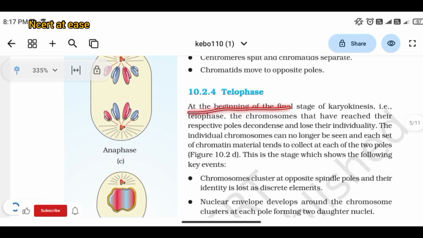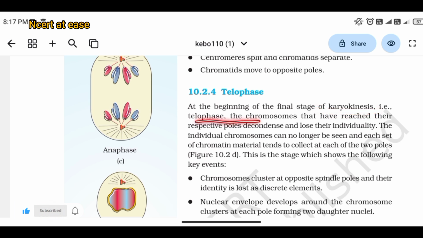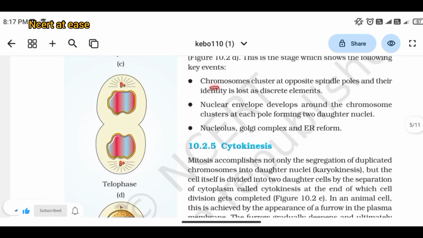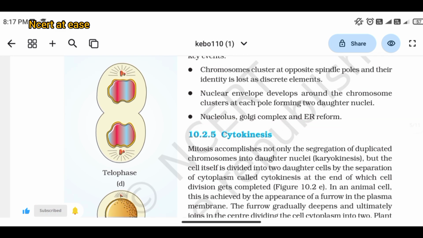Telophase. At the beginning of the final stage of karyokinesis, that is telophase, the chromosomes that have reached their respective poles decondense and lose their individuality. The individual chromosomes can no longer be seen, and each set of chromatin material tends to collect at each of the two poles. This is the stage which shows the following key events: chromosomes cluster at opposite spindle poles and their identity is lost as discrete elements. The nuclear envelope develops around the chromosome clusters at each pole, forming two daughter nuclei. Nucleoli, Golgi complex, and ER reform.